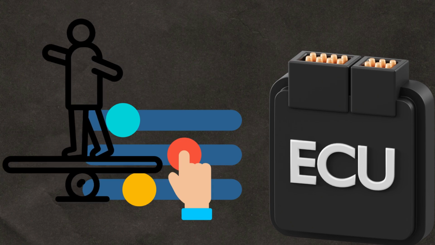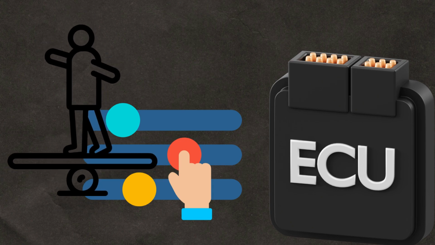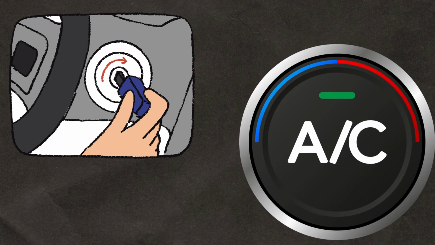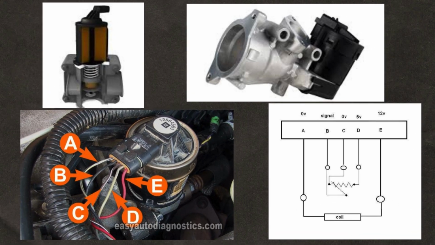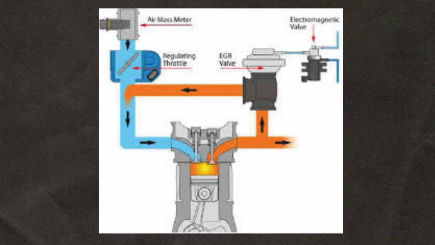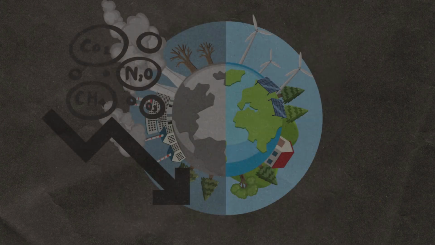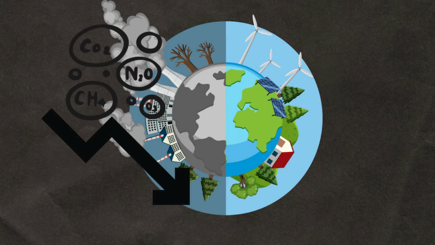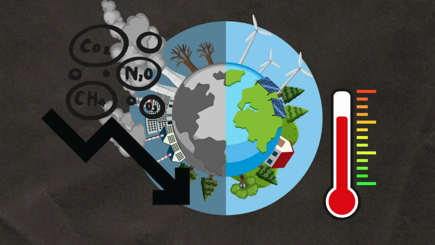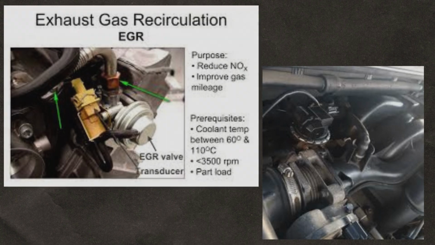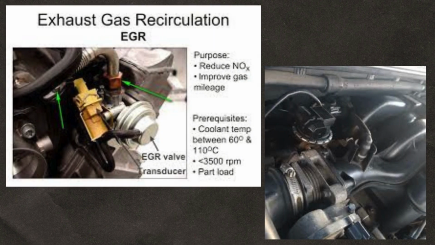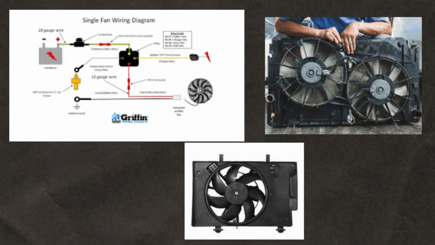Adjusted by the ECU to maintain stable idle RPMs, especially during startup and when accessories like air conditioning are in use. Connected to the throttle body. EGR valve, exhaust gas recirculation valve. Recirculates a portion of the exhaust gases back into the intake manifold. Reduces nitrogen oxide, NOx, emissions by lowering combustion temperatures. Found between the exhaust manifold and intake manifold.